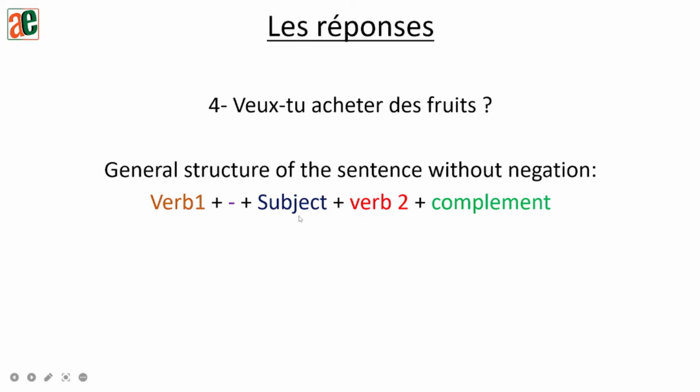Now, let's color each part of our sentence to be able to identify them. Veux is the verb 1. Then we have our hyphen here. Then tu is the subject. Then acheter is the verb number 2. Then des fruits is the complement.